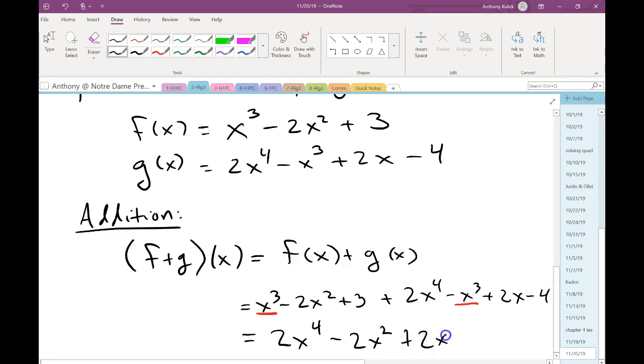Okay, and then minus 1. Everybody happy with that? Not a big deal, right? Pretty easy. Combine some like terms, write in standard form. Those are both easy things to do.